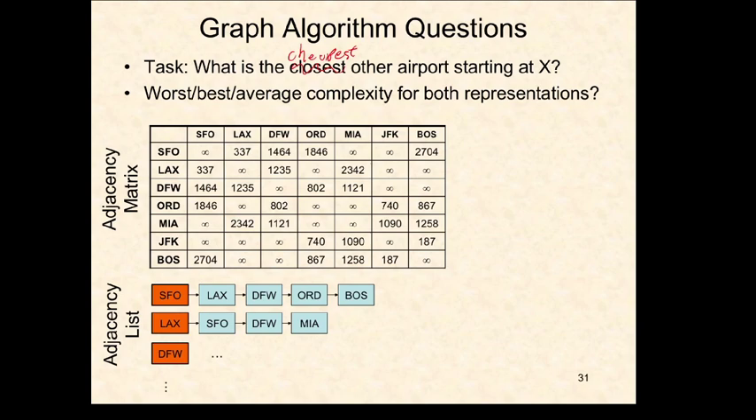And we're going to ask you to do the same thing again. For each representation, come up with the best case, worst case, average case complexity to find the cheapest other airport starting at X. So you can go ahead and work on that. I'll get the categories ready.